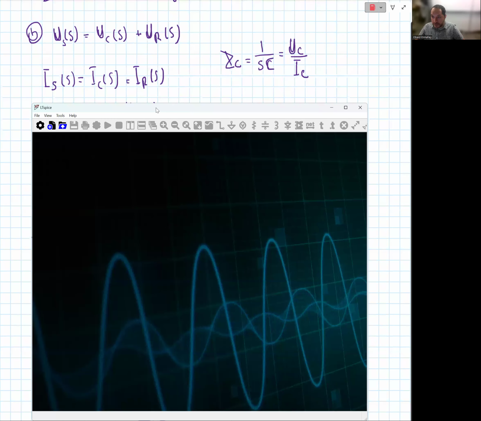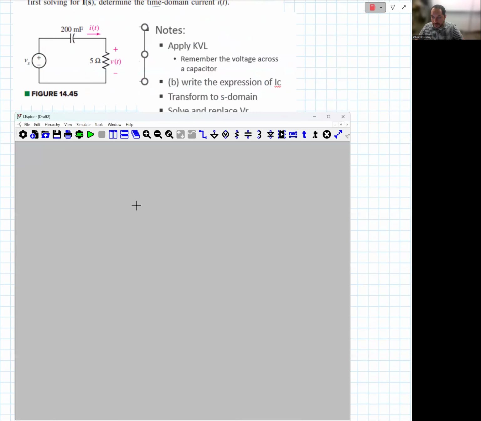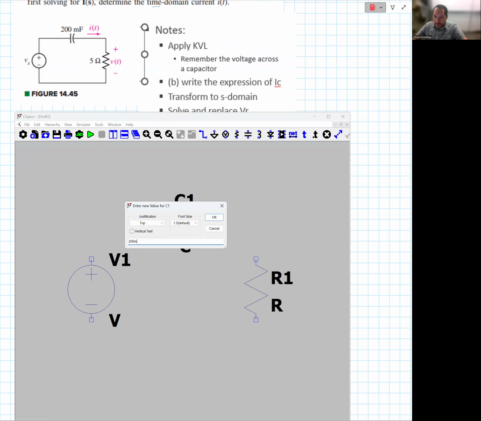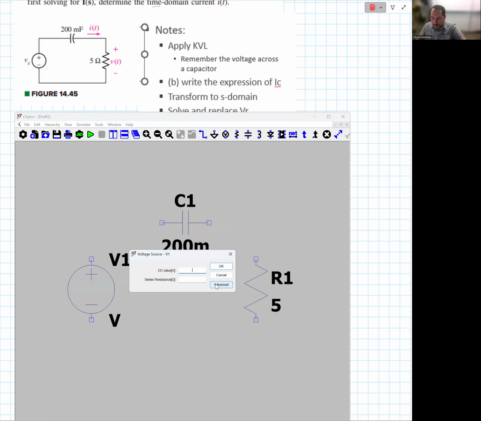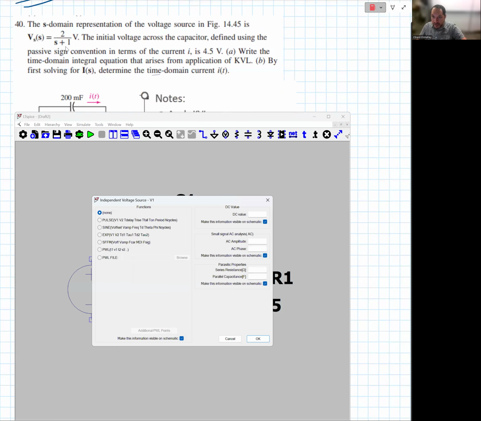So let's open our LTspice, new simulation, voltage source, capacitor, resistor, where the capacitance is 200 micro. I'm sorry, but the dimensions are very small. It might not be clear, but let's just simulate everything quickly. The resistance is 5. The voltage source is a bit tricky. V(s) is 2 over s plus 1.